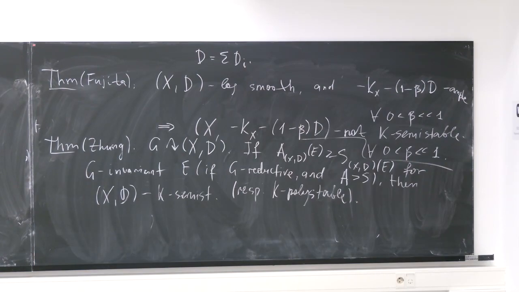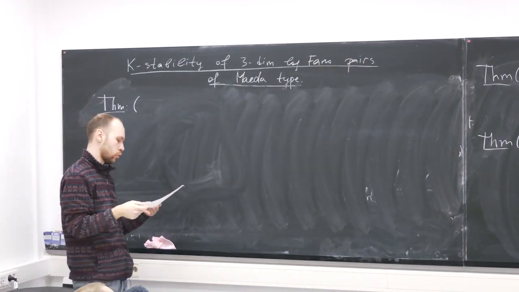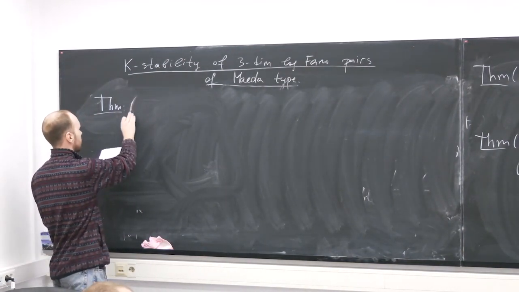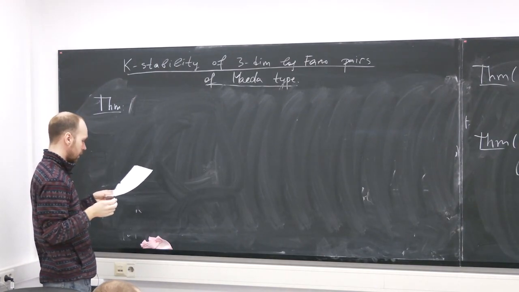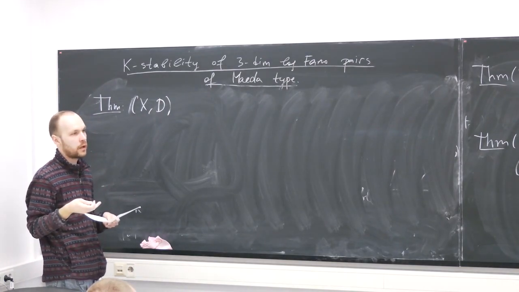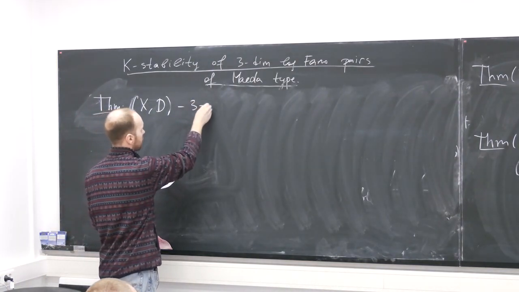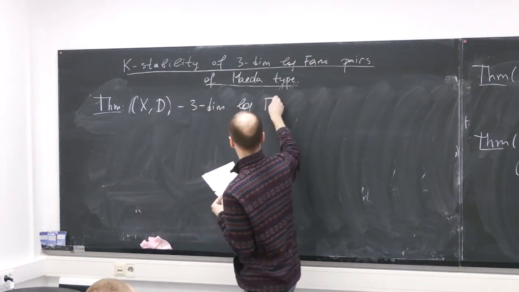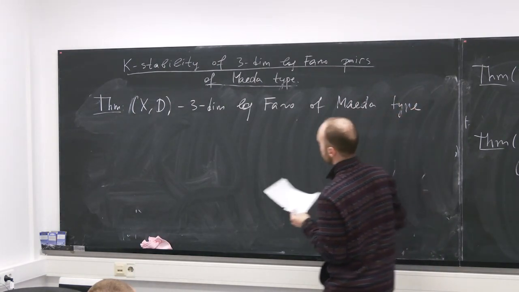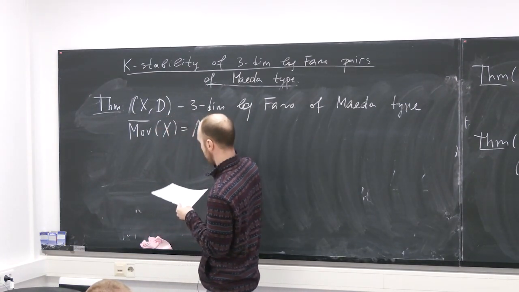Theorem of Chiltsov and eight co-authors, including Fujita and many more. So it says that, so this result is based on his work, but I adapted it to my setting. So it says that if (X, D) is a three-dimensional log Fano pair of Maeda type with the additional condition that the cone of movable divisors is equal to the Neff cone.